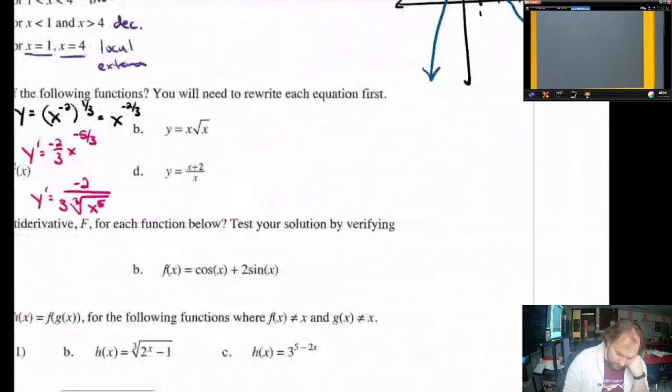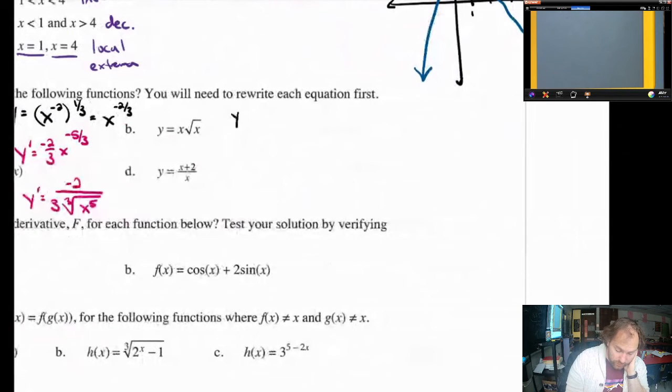Question B. The first thing we should do for question B is rewrite this. This is x times x to the 1/2 power. And what we can do there is we can actually add those exponents together, because this is x to the first power. 1 plus 1/2 would give us x to the 3/2 power, and that's the one I think we should take the derivative of.